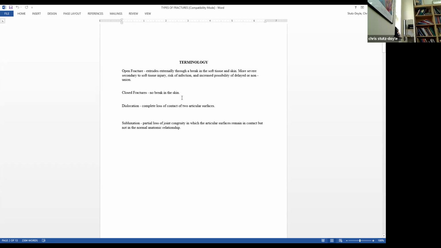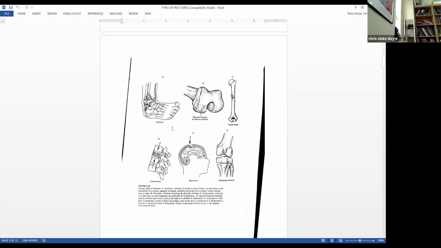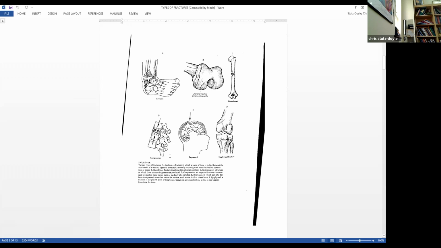Closed fractures is when there's no break in the skin, and a dislocation is a complete loss of the contact of the two articular surfaces, which is different than a subluxation. Because with a subluxation, there's partial loss of the congruity, but it's still in the capsule itself. Ligaments are still intact, and the relationship of the joint is still there. However, subluxation is associated with some weakness as opposed to actually a disruption of ligaments. So here are some types of fractures.